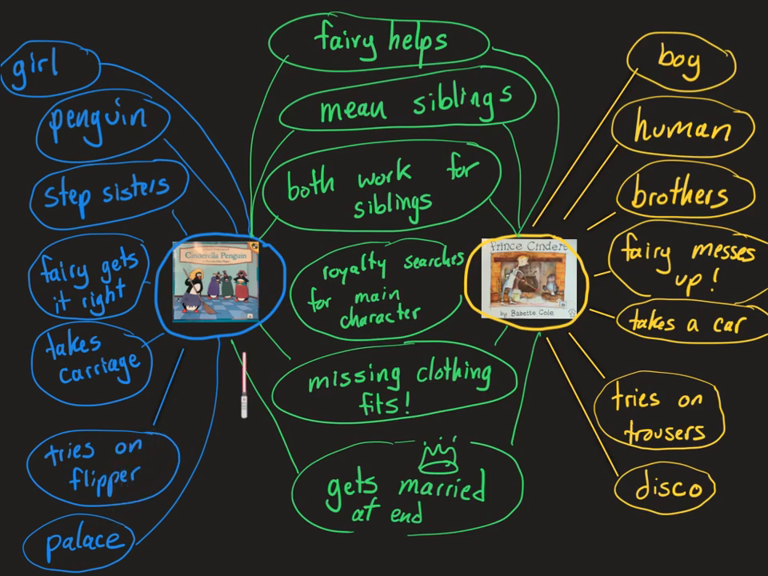Okay. Then when you mix yellow and blue together, you get green. So all the things that the stories had in common, I put in green here. Both of the characters in these versions get help from fairies. Both of them have mean siblings. Both of them have to do work for their siblings. Both of them, at the end, have royalty, a prince or princess searching for the main character. Both of them have some item of clothing that's missing that fits to help them figure out that they're the ones royalty is looking for. And they both get married in the end and live happily ever after. So this is what we call a double bubble map, and you're going to be making one today.